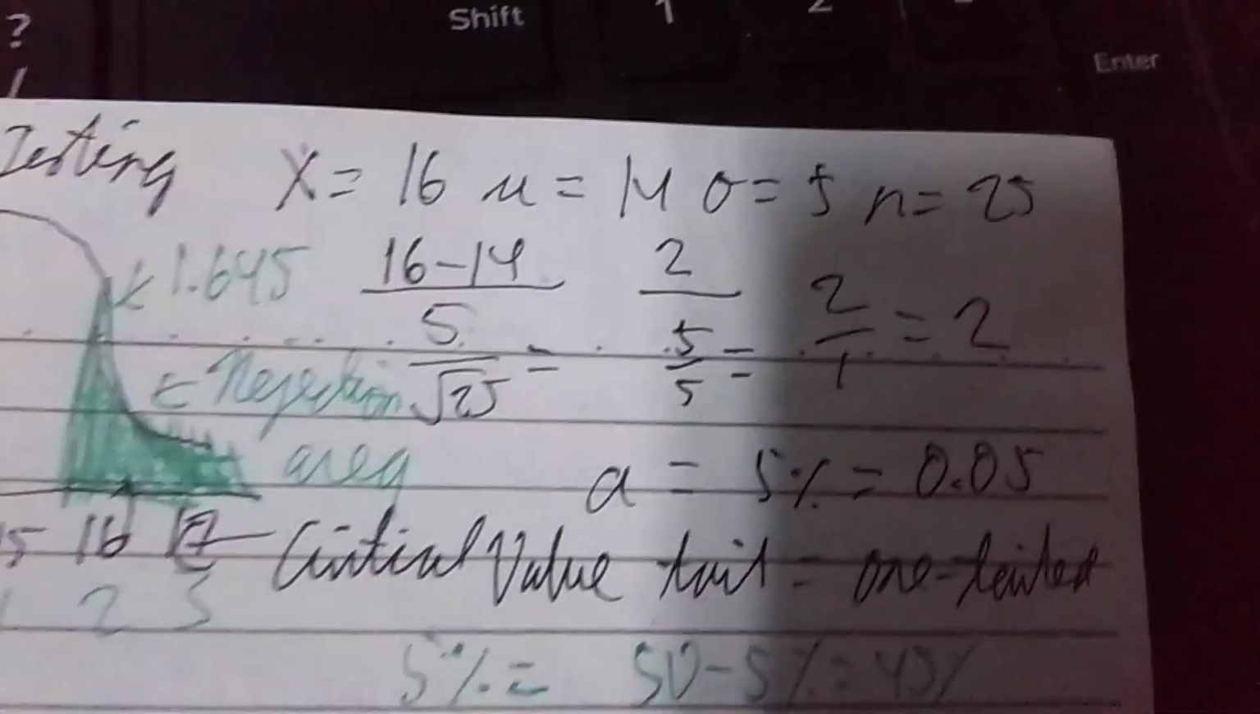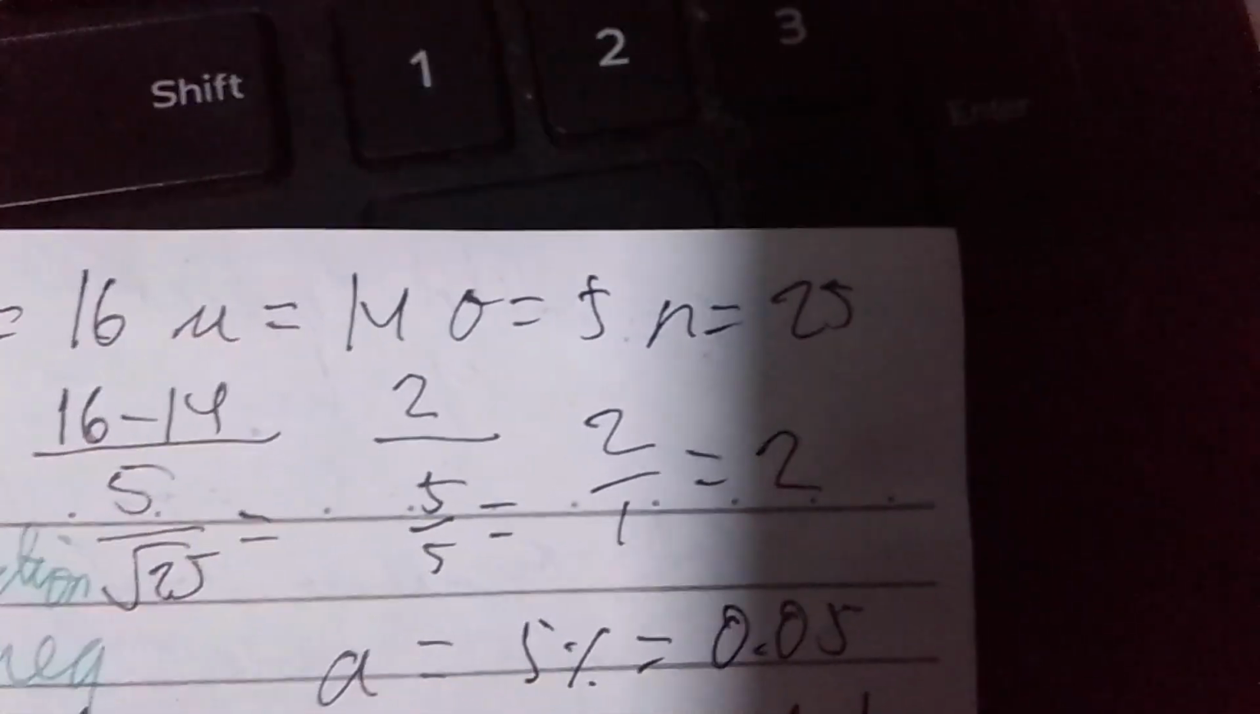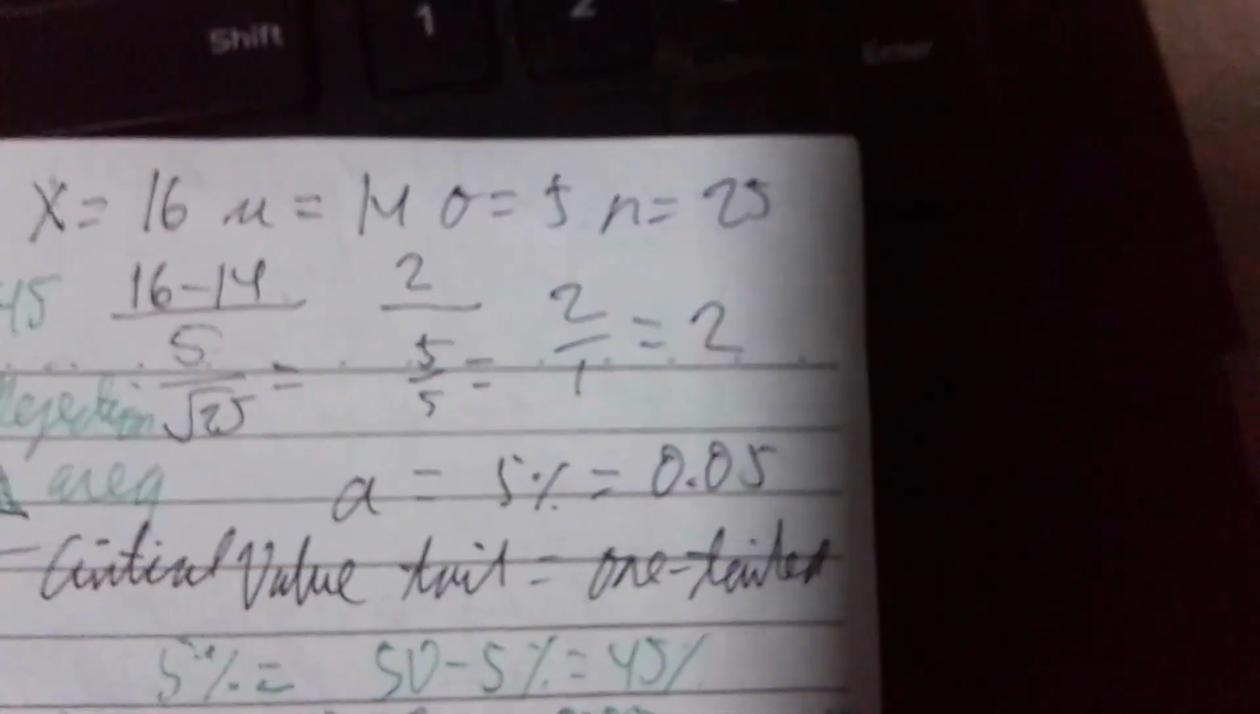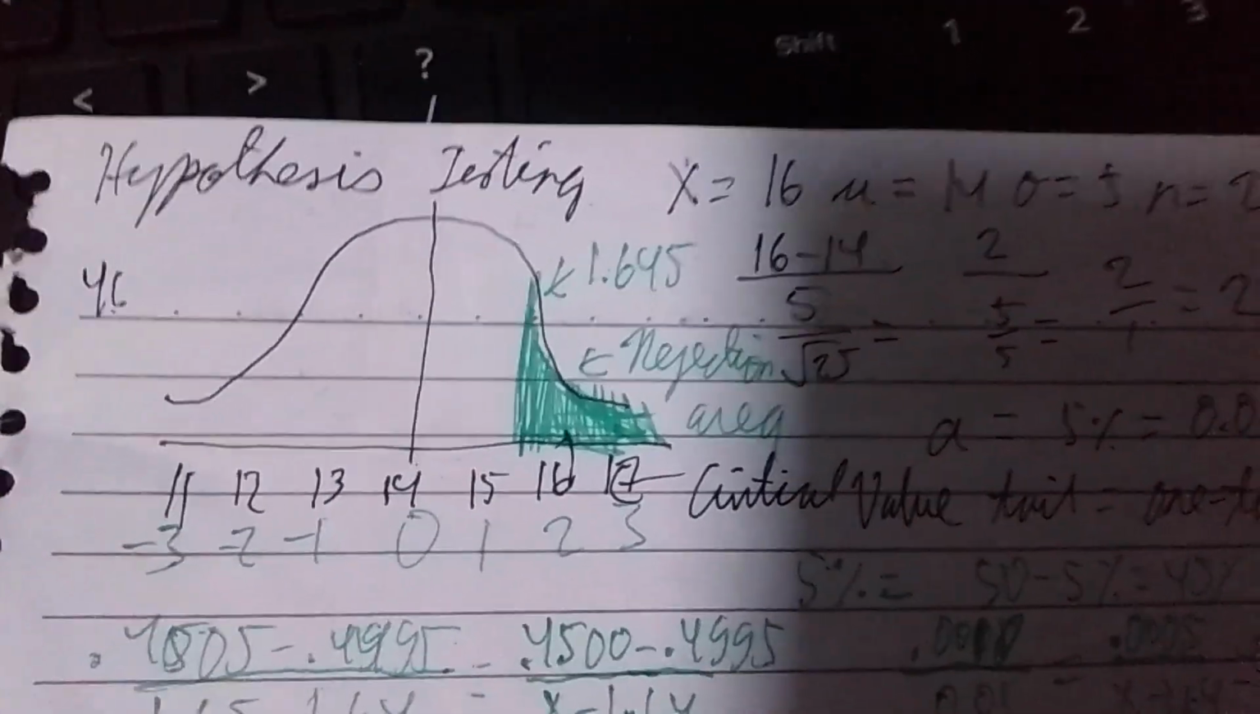So when we plug this in our formula, 16 minus 14, X minus the mu, and then 5 divided by the square root of 25. So 16 minus 14 is positive 2. And the square root of 25 is 5, and 5 divided by 5 is 1. And 2 divided by 1 is 2. So therefore, our z-score is 2. Pero wait, that is our z-score. Pero that pertains to here. If you look at our normal curve, yes, it still implies the application of the normal curve.